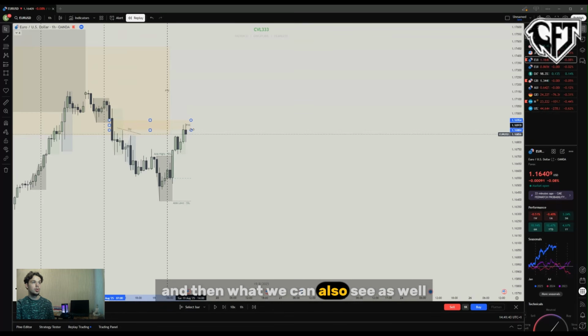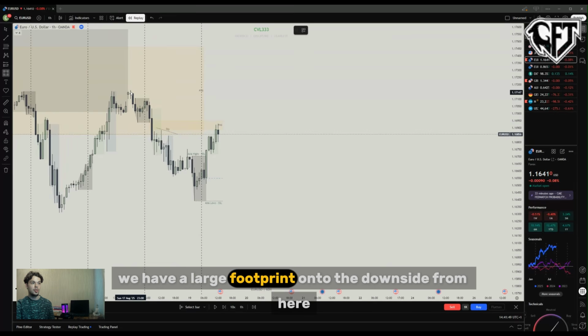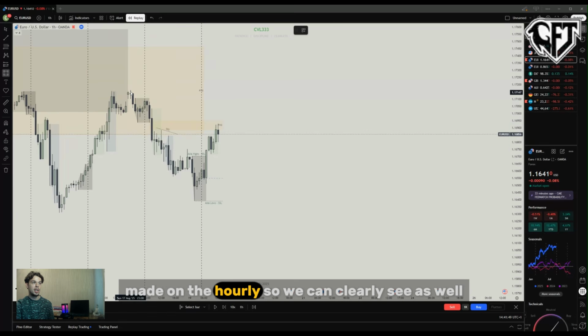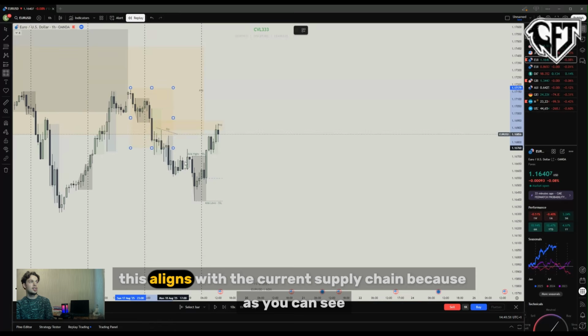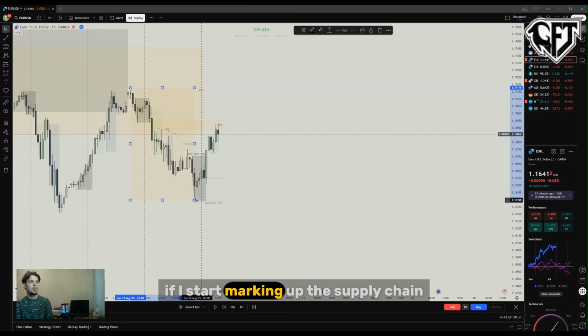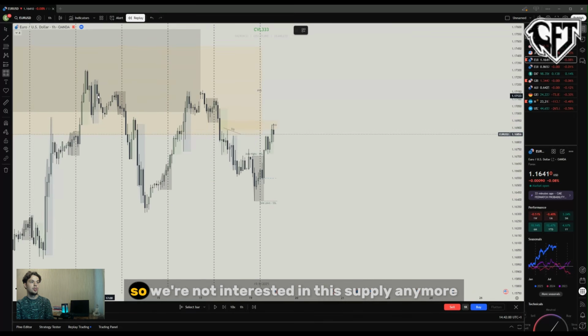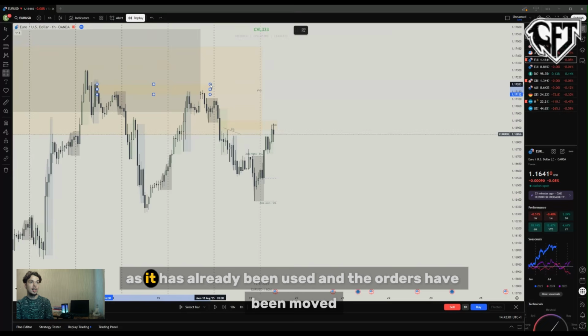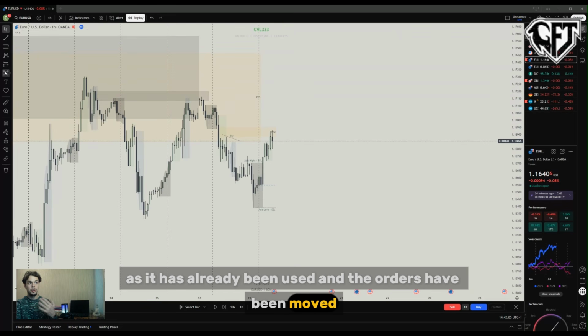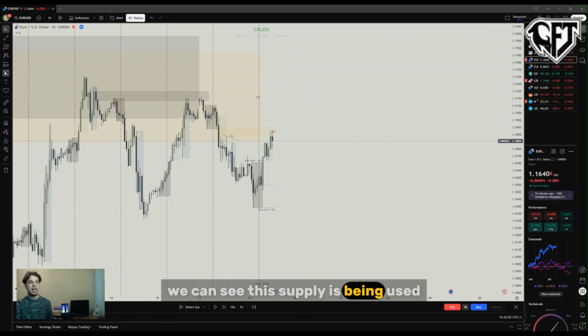And then touching on the institutional footprint bit, we can clearly see we have a large footprint onto the downside from here, made on the hourly. This aligns with the current supply chain, because if I start marking up the supply chain, the mitigation process, we can see this supply is being used. So we're not interested in this supply anymore, as it has already been used and the orders have been moved.